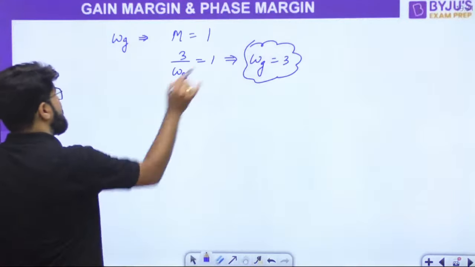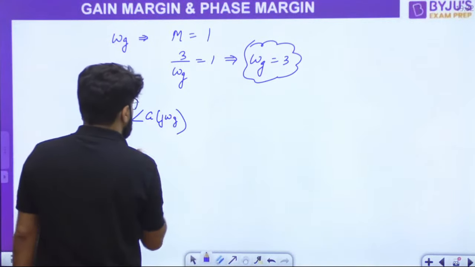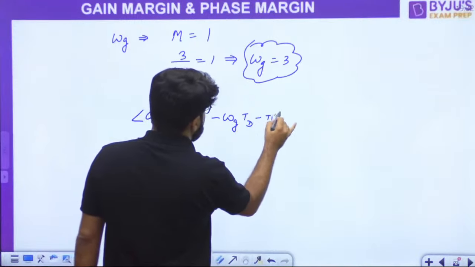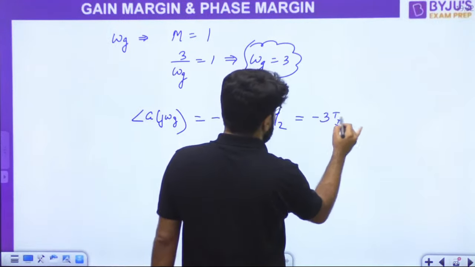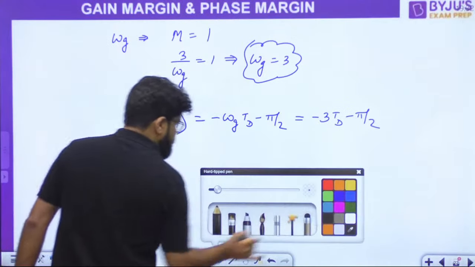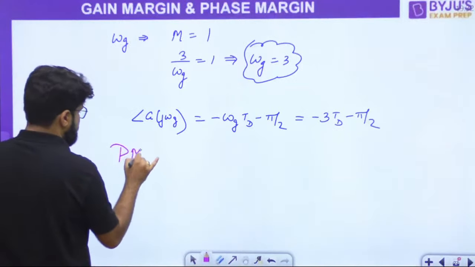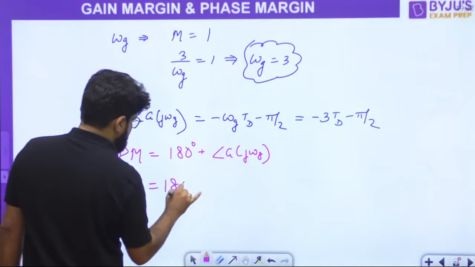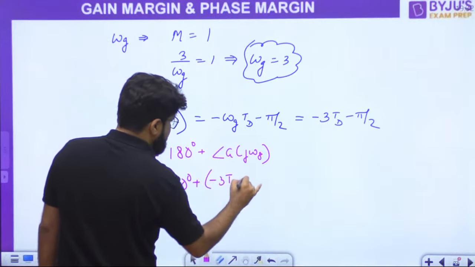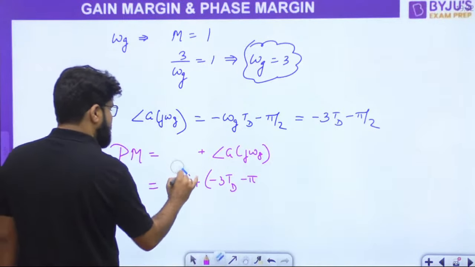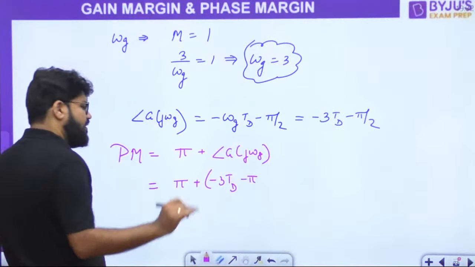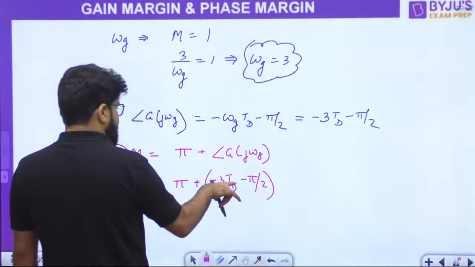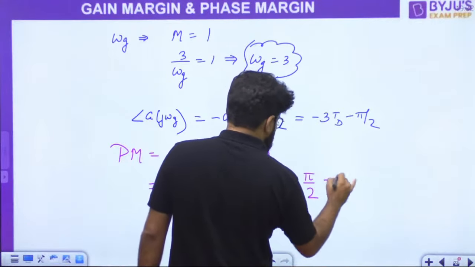Then what is the angle at omega g? What is the angle of G(j omega g)? Minus omega g Td minus pi by 2. Omega g value is 3, so minus 3 Td minus pi by 2. So eventually what is the phase margin? 180 degrees plus angle G(j omega g). Let's write pi, radian. Finally we can convert to degree if required. So pi minus 3Td minus pi by 2. So eventually the phase margin is pi by 2 minus 3Td.